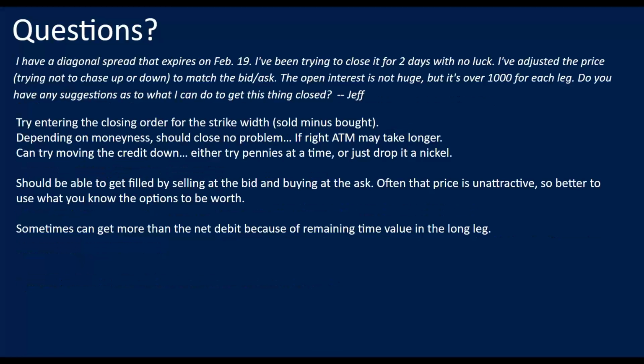All right, another diagonal spread question. Spread expires on February the 19th. Been trying to close it for 2 days with no luck. Adjusted the price to match the bid ask. Open interest isn't huge, just over 1,000 for each leg. Any suggestions about what to do to close it?